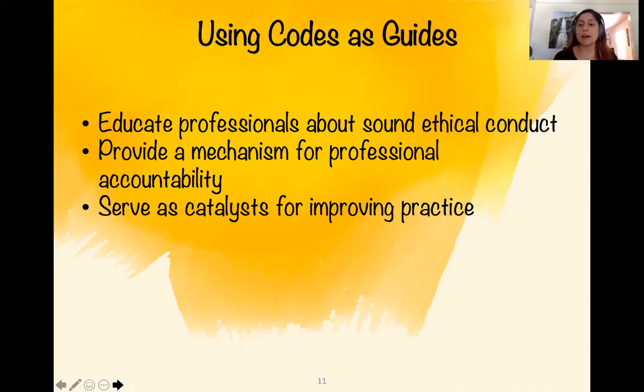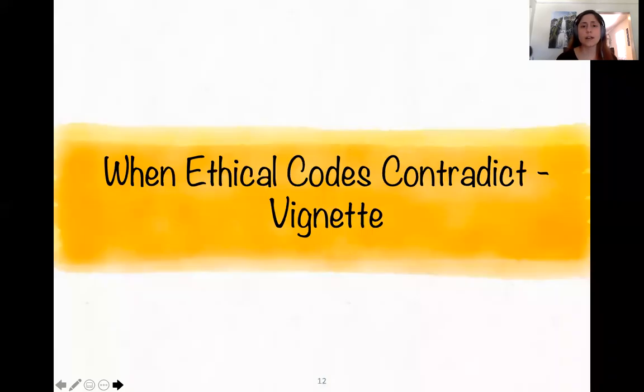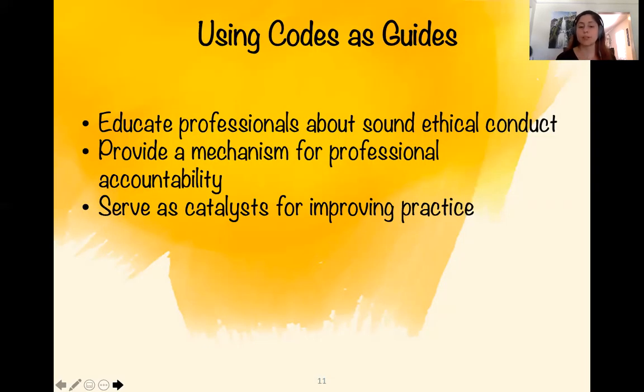With that in mind, we can use the codes as guides. Because of their limitations, ethical codes aren't supposed to be used as cookbooks where you follow step by step, but rather as guides that can help us strive toward appropriate behavior. They can also help us to see where our limitations are and what we can improve on. There are 3 objectives listed here for how we can use the ethics codes as guides in our practice. First off, the codes can educate us about sound ethical conduct, obviously.